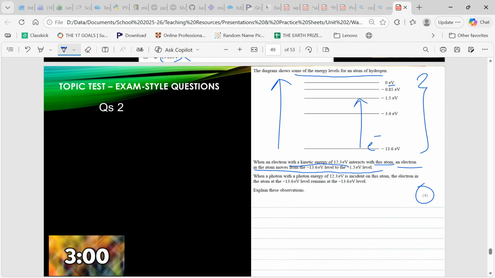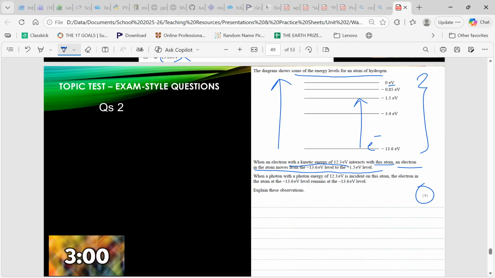It interacts with the atom. As a result, an electron within the atom gets excited by absorbing some of the energy. How do I know it absorbs some energy? Because we know excitation always requires absorption of energy. So it moves between two energy levels. Okay. What does the question say next?